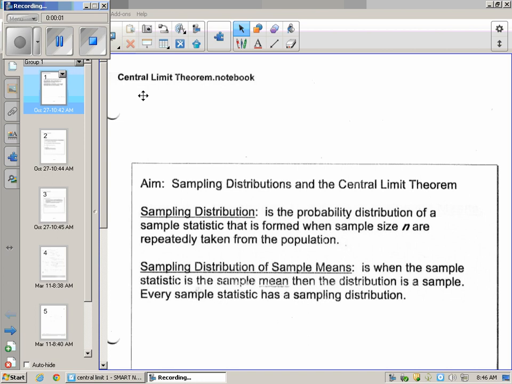Okay, today I'm going to talk about sampling distributions and the central limit theorem. A sampling distribution is the probability distribution of a sample statistic that is formed when samples of size n are repeatedly taken from the population. The sampling distribution of sample means is when the sample statistic is the sample mean. Every sample statistic has a sampling distribution.